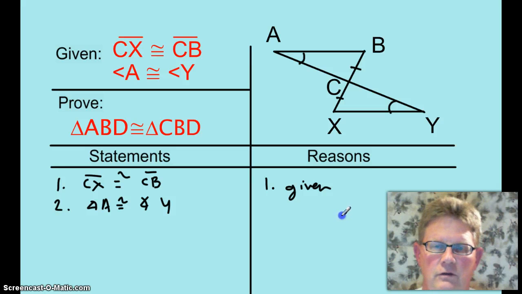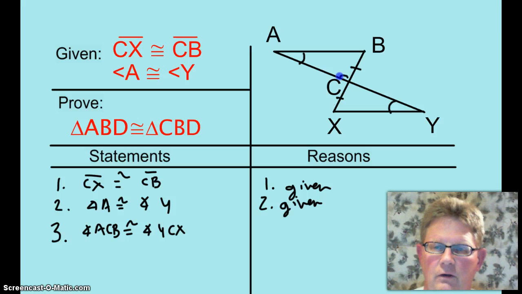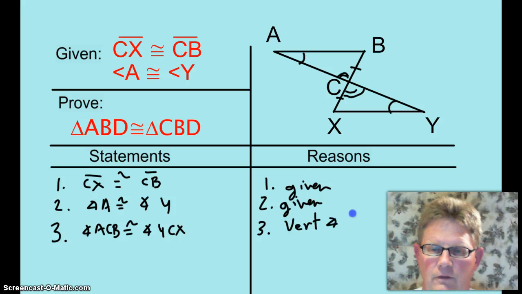Is there anything else that you could possibly find? You should be looking at that picture and seeing a couple of vertical angles that are congruent to each other. You should be saying angle ACB is congruent to angle YCX. This angle is congruent to that angle. Why? Because of the vertical angle theorem, which says vertical angles are congruent.